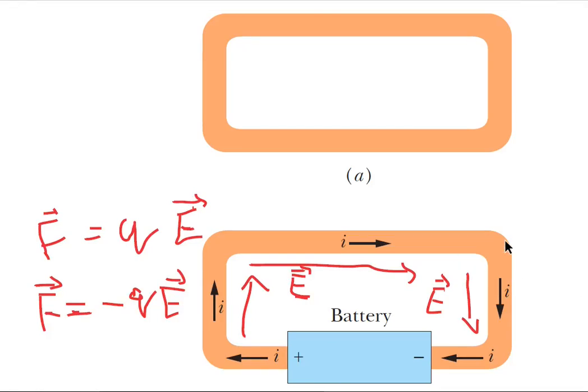Hello, today we will study the electric current. So you see these two figures, figure A and figure B. Figure A is basically a wire which is made of copper, for example.